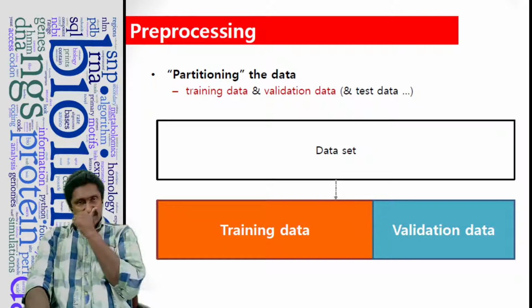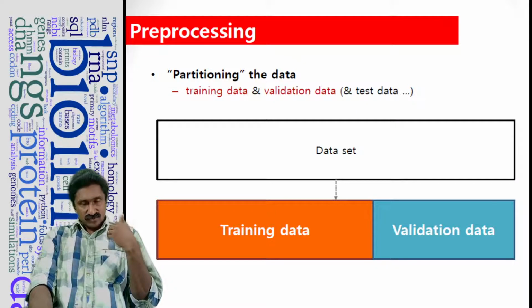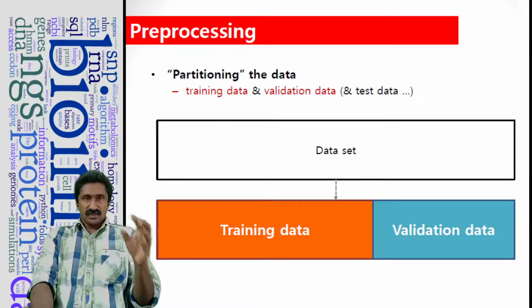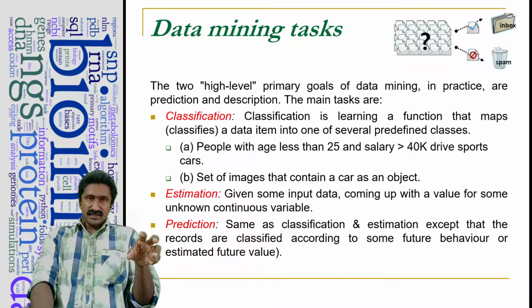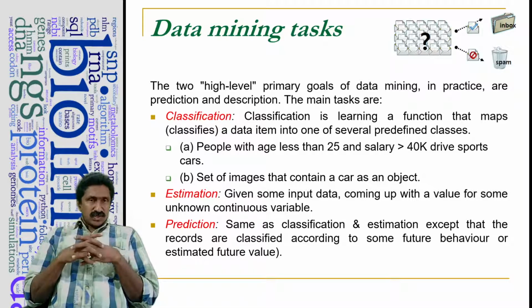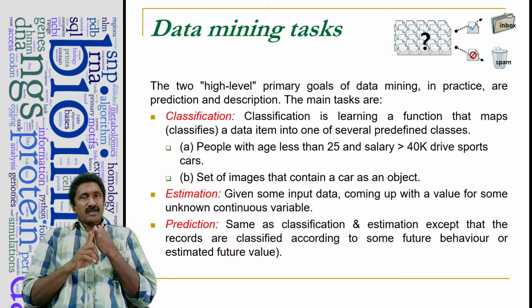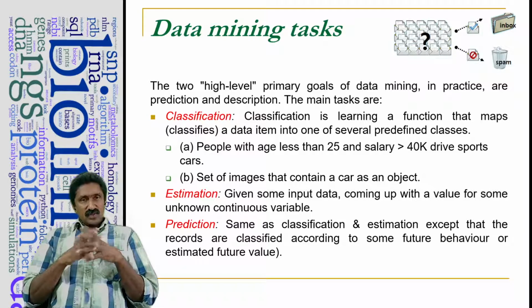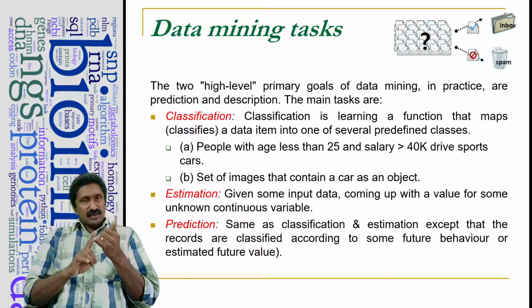So the initial stages of data discovery, or sorry, data mining, are the selection of data from the warehouse or the database, and the processing and pre-processing of that data. Now, data mining tasks include the two high-level primary goals of data mining, which in practice are prediction and description. So you need to predict something or describe something. That will be the normal role of such data mining. And the main tasks are classification, estimation, and prediction.